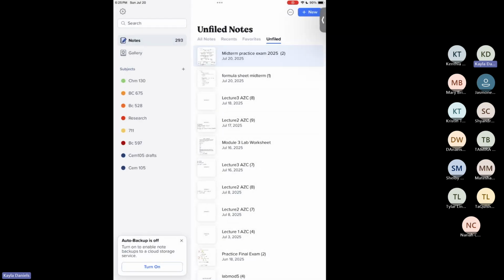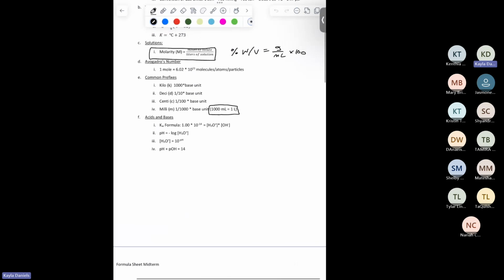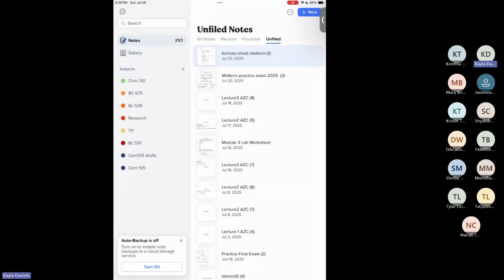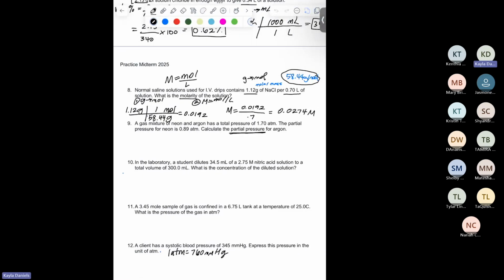Of course, there's a formula for everything. So partial pressure is up here in the gas pressures. It says the total pressure is equal to the sum of all the partial pressures of all the individual gases. So the total would be equal to the pressure of neon plus the pressure of argon. And if there's more gases, we would just continue that, but there's only 2.